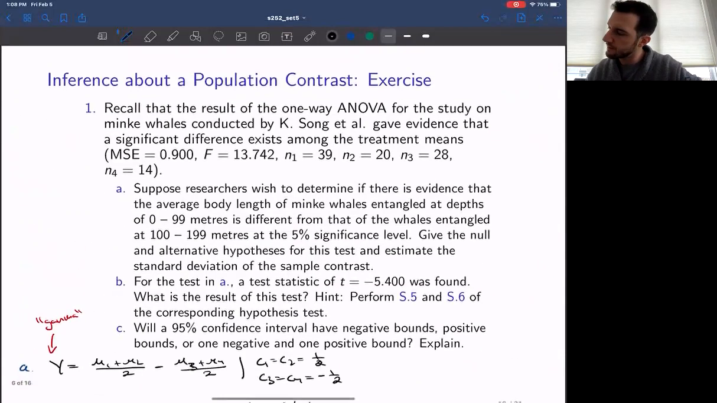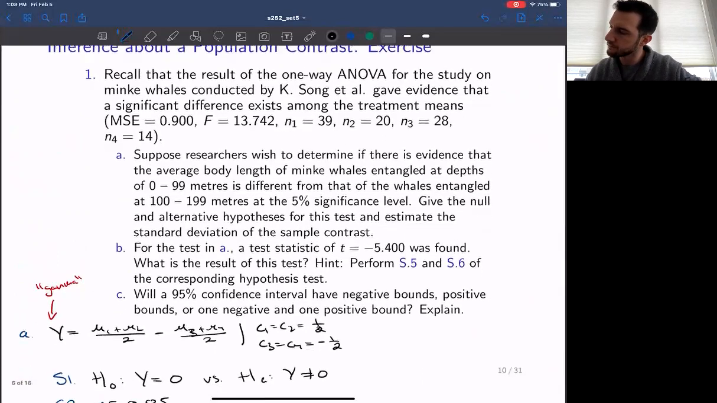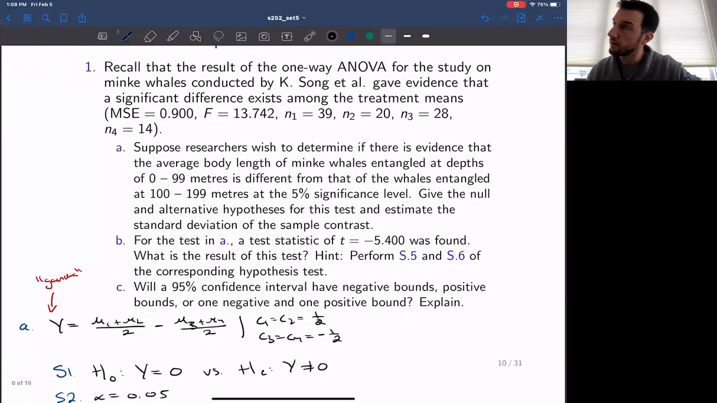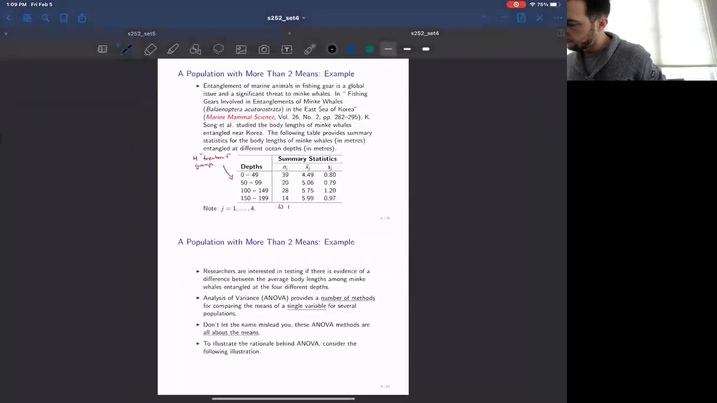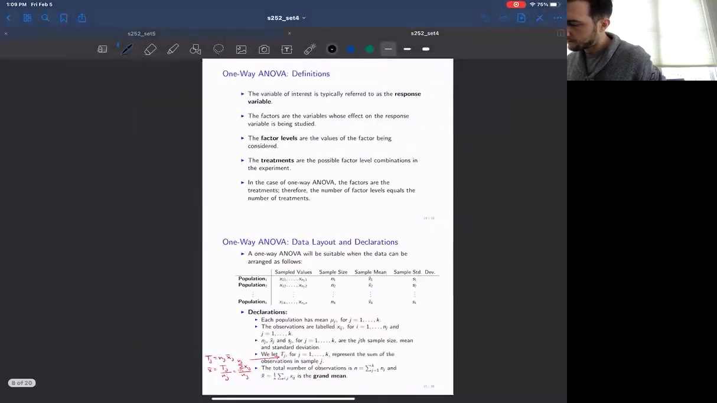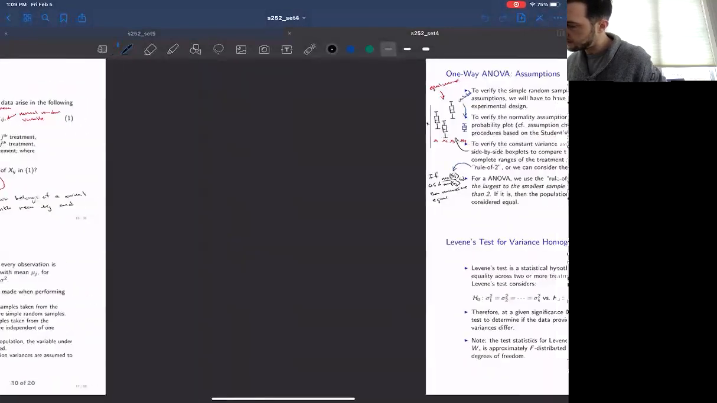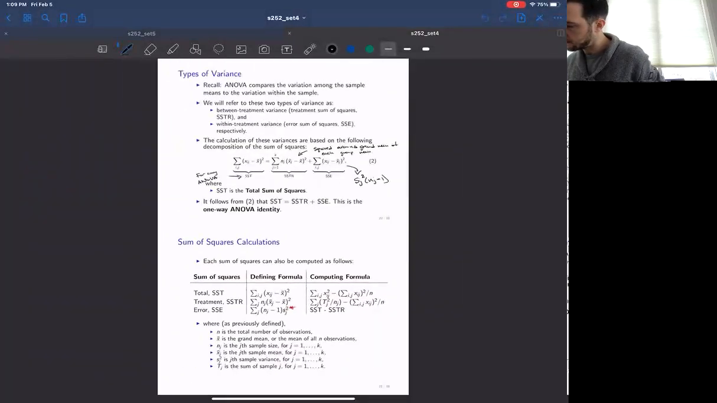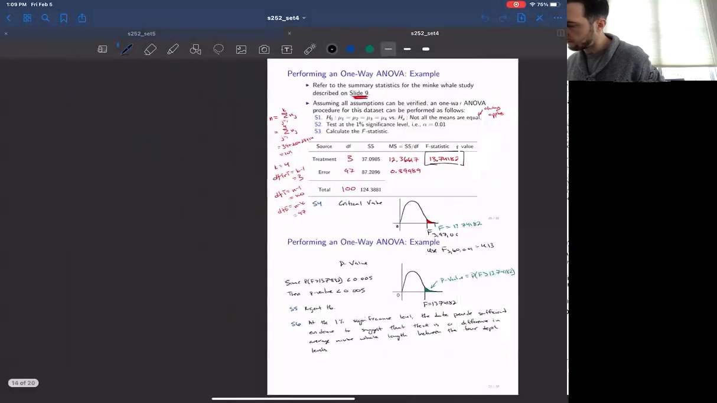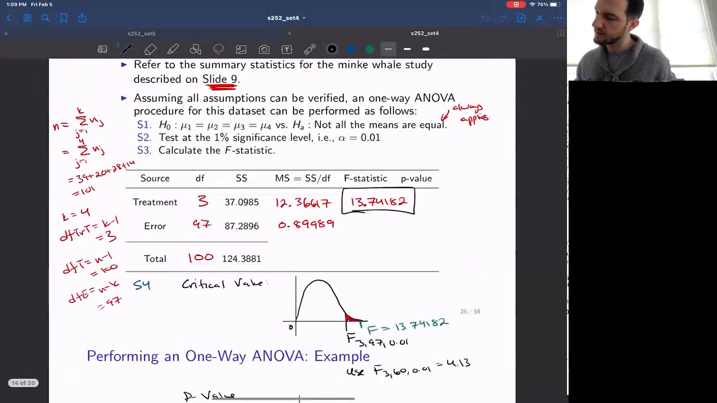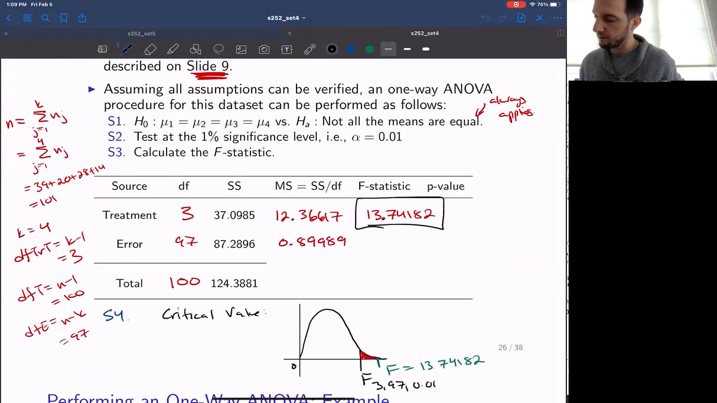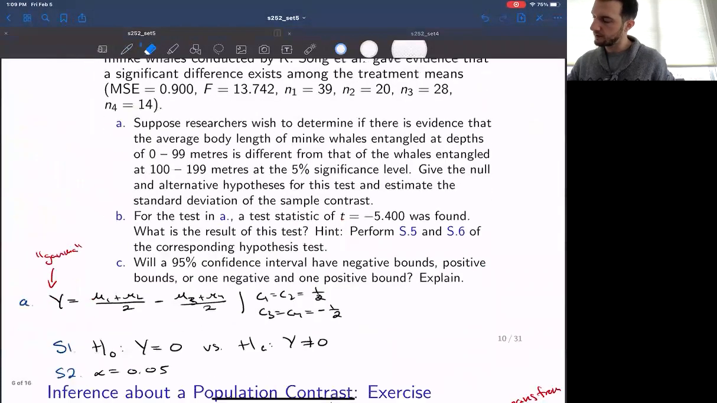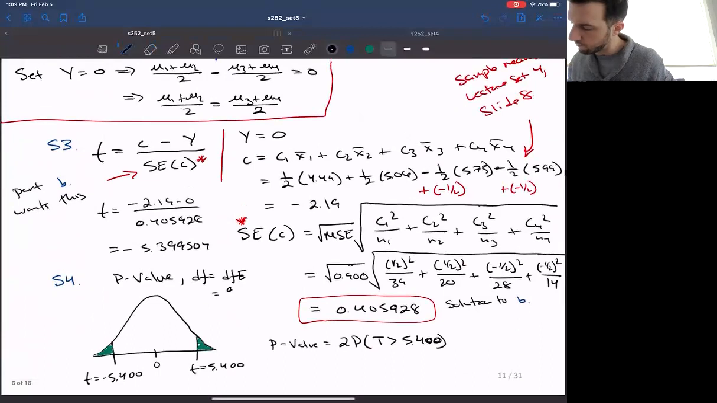So our DFE is going to be, I believe it was 101 minus 3, 101 minus 4, which is 97. I'll just have to check that really quick here. So the DFE from the ANOVA table was 90. Why did I do it this way? So long. There it is. Okay, so the DFE from the ANOVA table for the minke whale experiment was 97. Right. Okay, so we are going to have a t-value here with degree of freedom equal to 97.